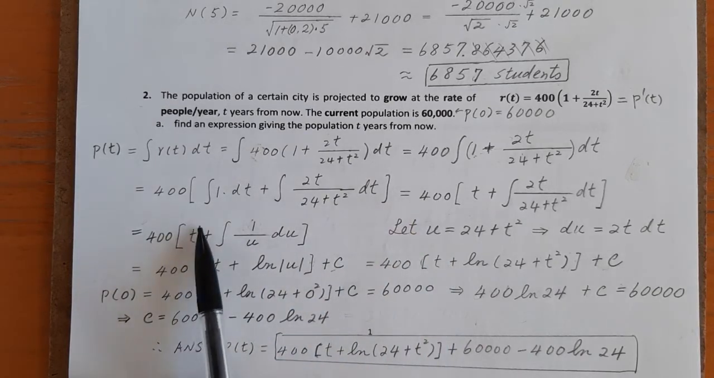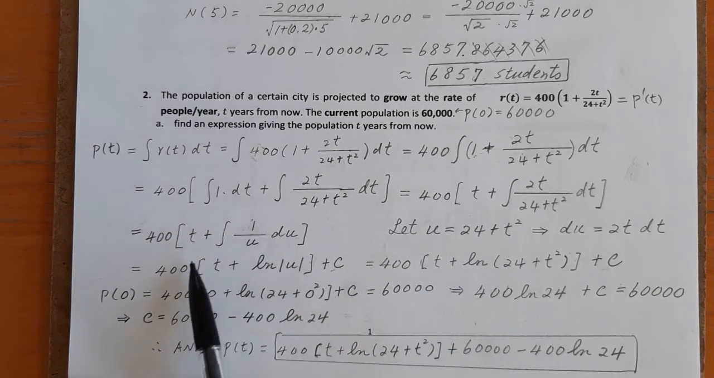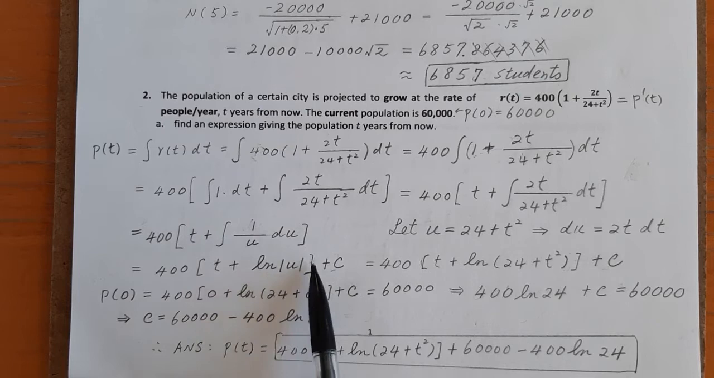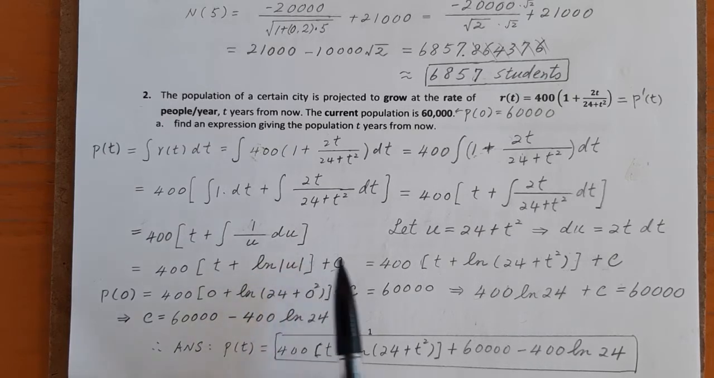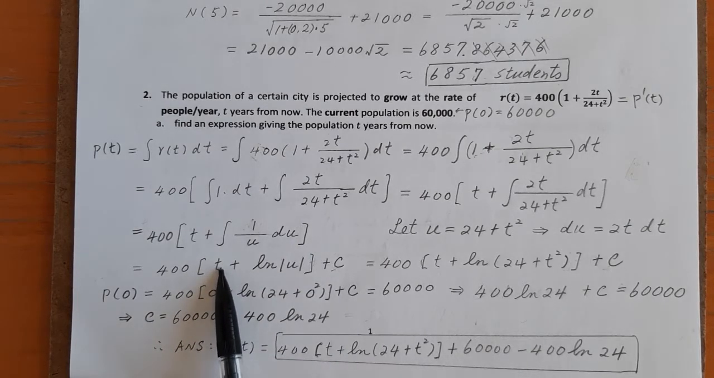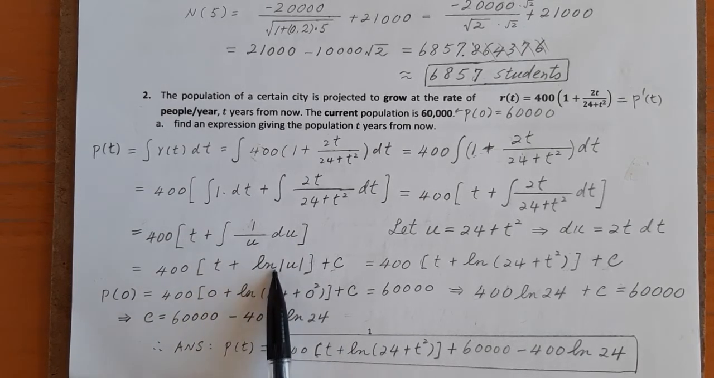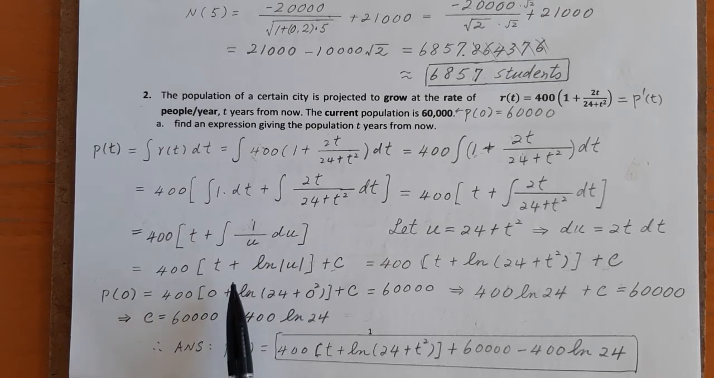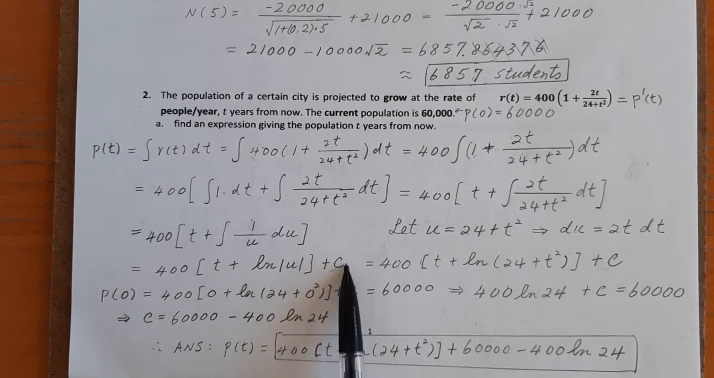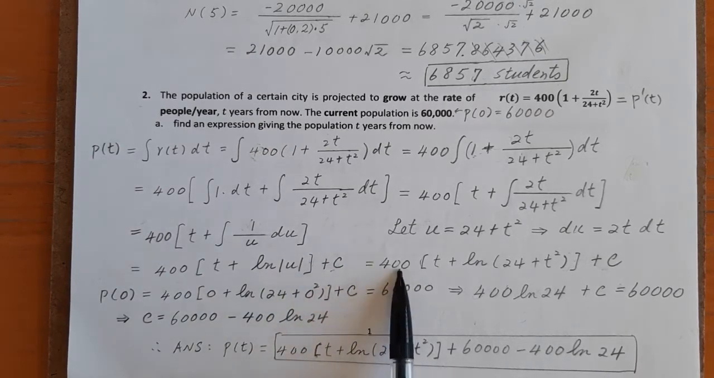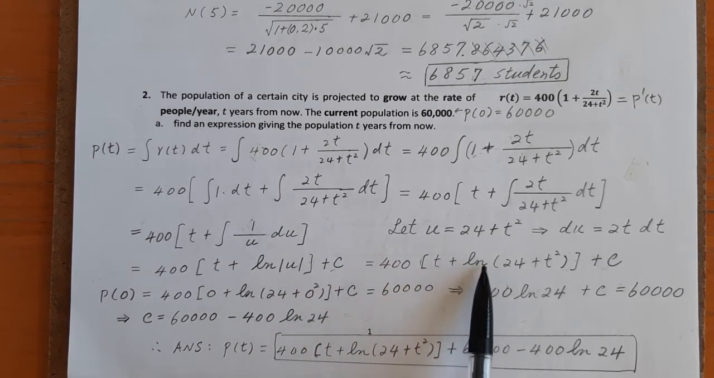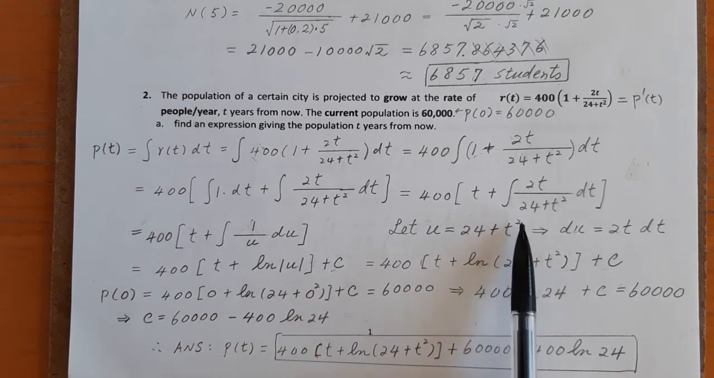So we get 400 t plus the integral of 1 over u du. The integral of 1 over u du is ln absolute value of u, plus C. Here we have a plus constant, and the second term also has a plus constant; added together they are still a constant. So we put those two constants together as plus C. So it equals 400 t plus ln of u, where u is 24 plus t squared.